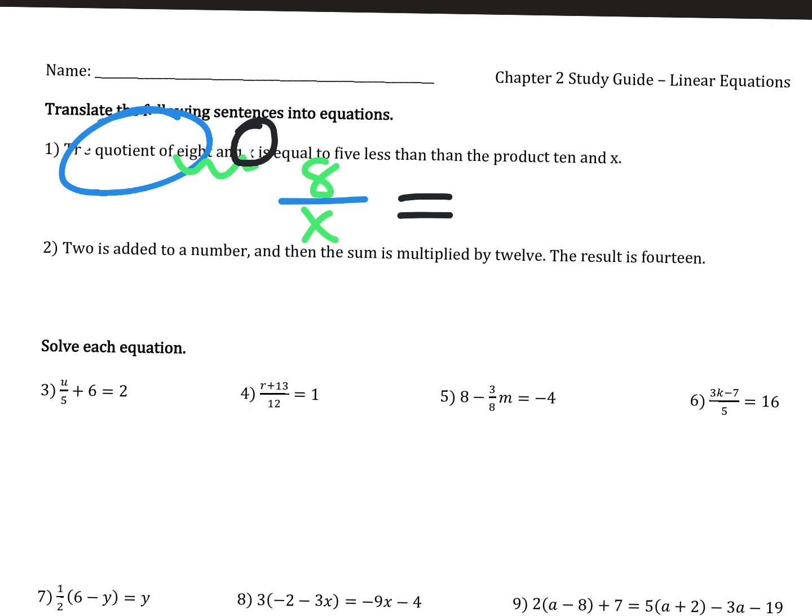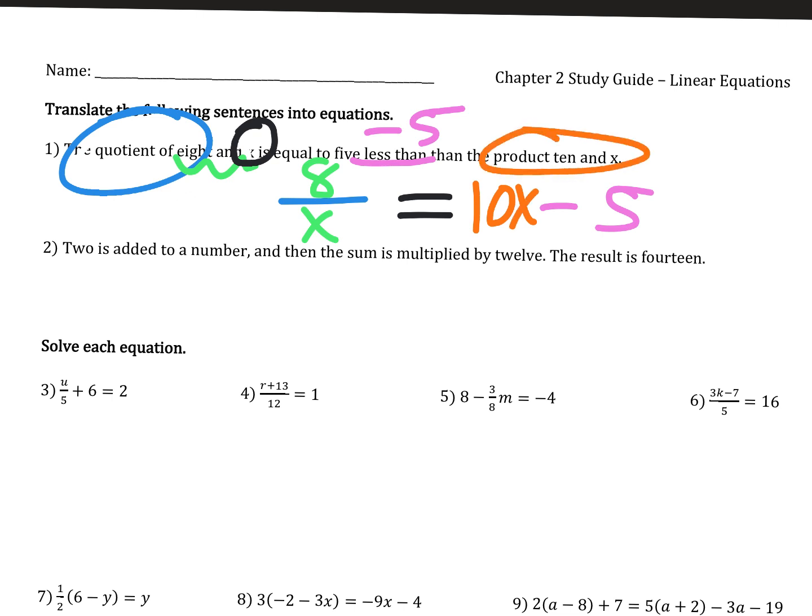5 less than. 5 less than doesn't mean you're going to do 5 minus something. It means you're going to do something minus 5. That's a turnaround phrase. Now, what am I going to subtract 5 away from? I'm going to subtract 5 from the product of 10 and x, which is 10x. So for number 1, you should have an equation written very similar to that.